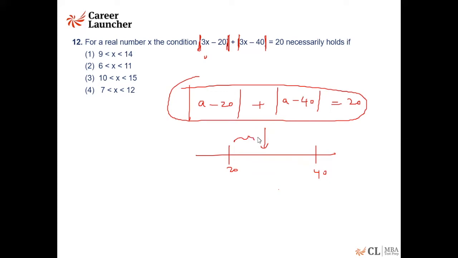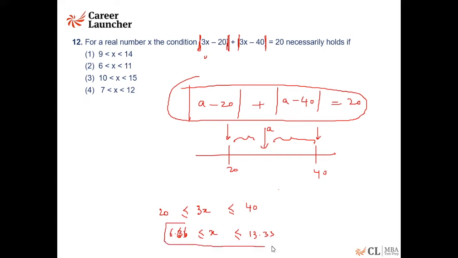So if this distance to this distance has to be equal to 20, the only way is that a can be anywhere from 20 to distance. So we can say 3x is less than or equal to 40 and greater than or equal to 20, or x is greater than or equal to 6.66 and less than or equal to 13.33.